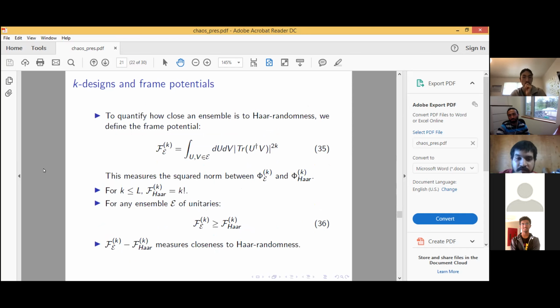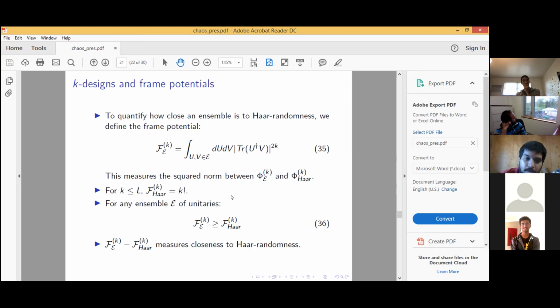And now we define these objects which are known as frame potentials. The frame potential helps us to quantify how close an ensemble is to being Haar random. So the frame potential F_E is defined as follows. It's an integral over U and V, which belong to this ensemble, of the trace of U dagger V to the power 2k. In some sense, this can be shown to be a sort of distance squared between the k-fold channel over the ensemble E and the k-fold channel over the Haar ensemble.